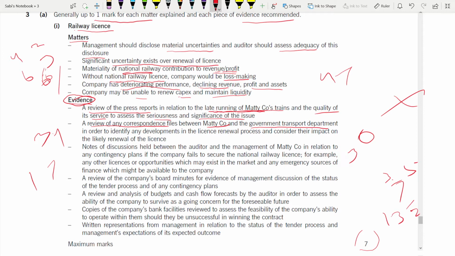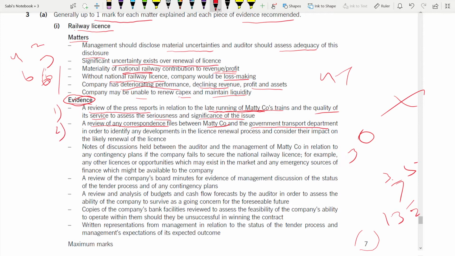For example, the first point, wait, let me erase this. For example, the first evidence you are writing, you told review of press report, but you are explaining why: to assess the quality in relation to the late running of the train and how serious and significant it is. So you are explaining the reason for that evidence also. Why you need it. For what. So you have to do this for any evidence. Okay. Any question, any evidence, you always have to explain the reason for that.